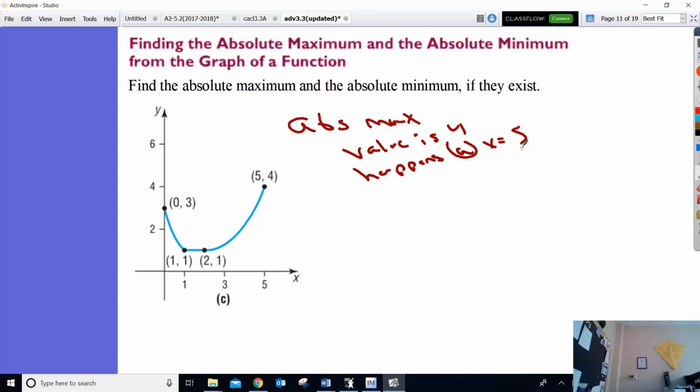Kind of an interesting question. Does it have an absolute minimum? It does. There is a low y value. What is the low y value? 1. Value is 1. Where does it happen?